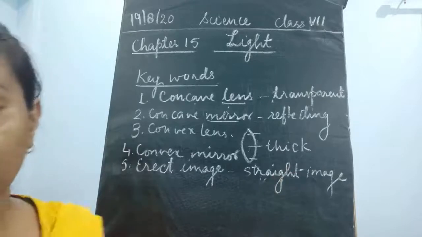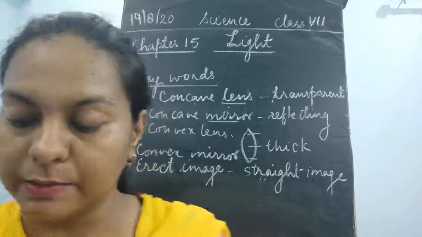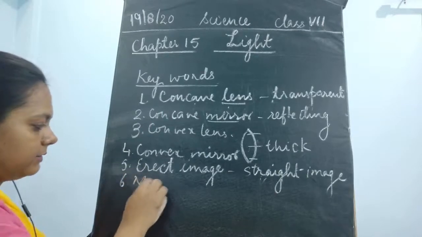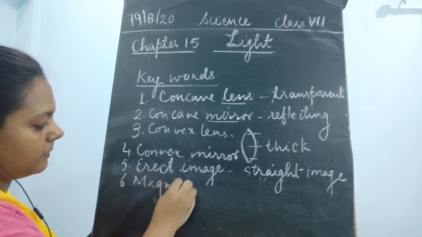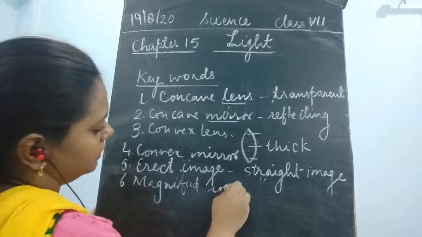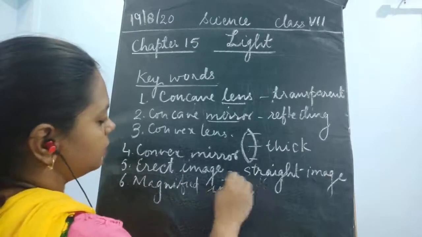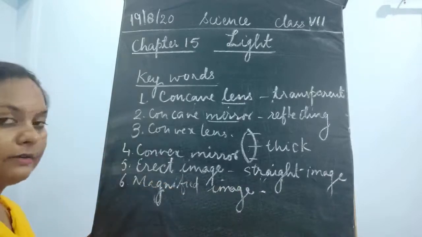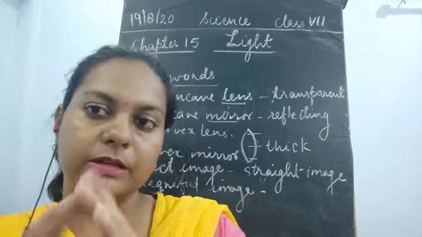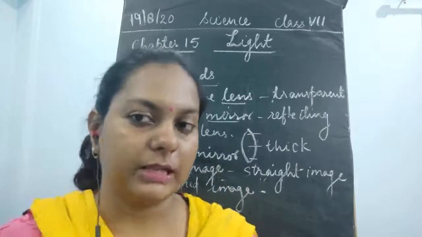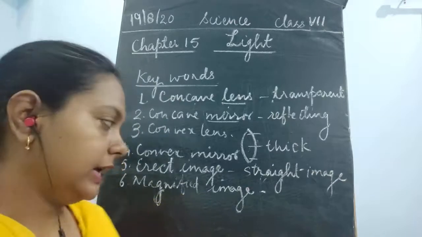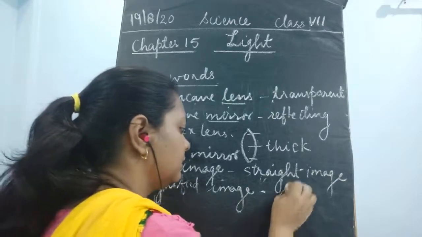Next I am going to discuss the magnified image. What is the meaning of the word magnified? Magnified means it is a large image. It is not very tiny, it is a very large image. This is known as a magnified image, which is shown by a magnifying glass. This is known as the large image.